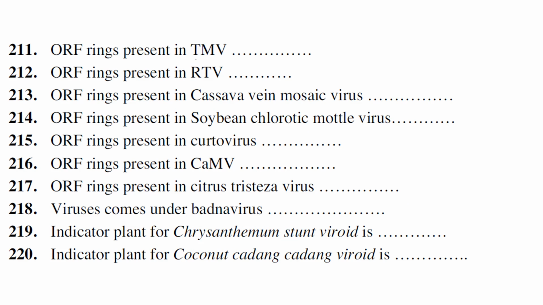Tobacco mosaic virus contains 4 open reading frames, as I just told you. RTV also contains 4. Cassava vein mosaic virus also contains 4. Soybean chlorotic mottle virus also contains 4. Curtovirus contains 5 open reading frames, and cauliflower mosaic virus contains 8.